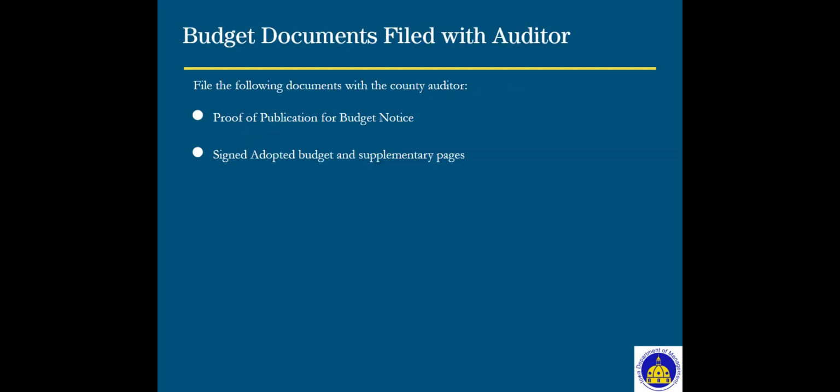Following the hearing and approval of your budget, you would file the following documents with the county auditor. You're going to file that proof of publication that your newspaper provides you after you've printed the publication in the newspaper, and you would also provide them with a signed adopted budget and supplementary pages. So your county auditor needs both of those things prior to their close of business on March 15th.